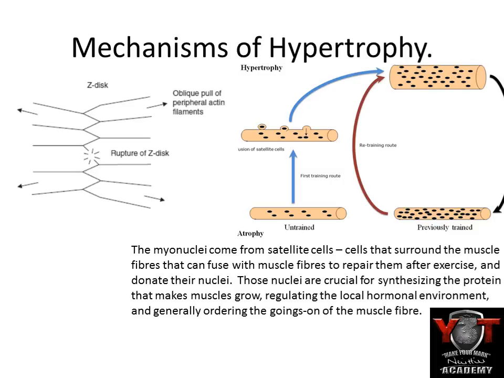But when we train, you get an increase in these satellite cells. So if we go first training route, we get an increase in these satellite cells. And then eventually over time we accrue these satellite cells that produce more proteins that allow muscle to produce quicker, okay? So we can actually recover quicker, but that makes sense.